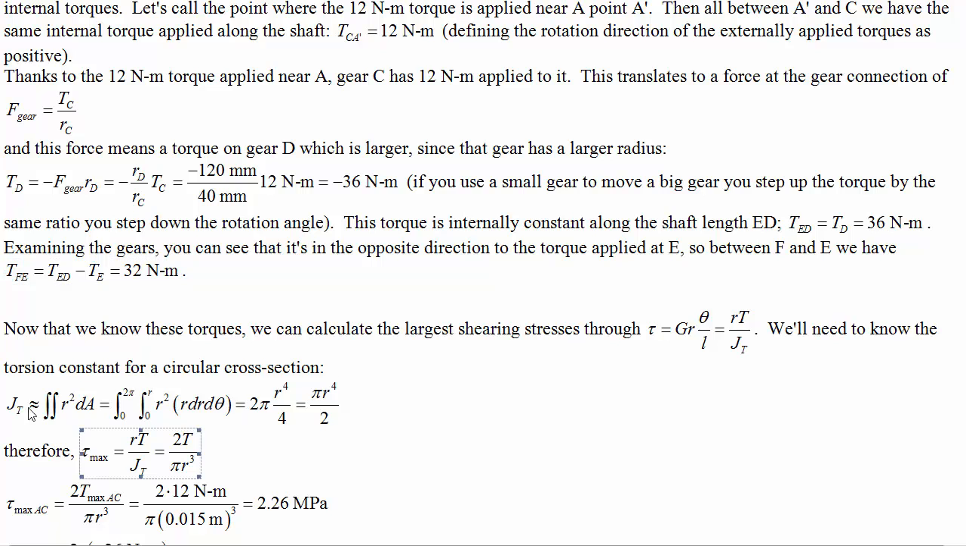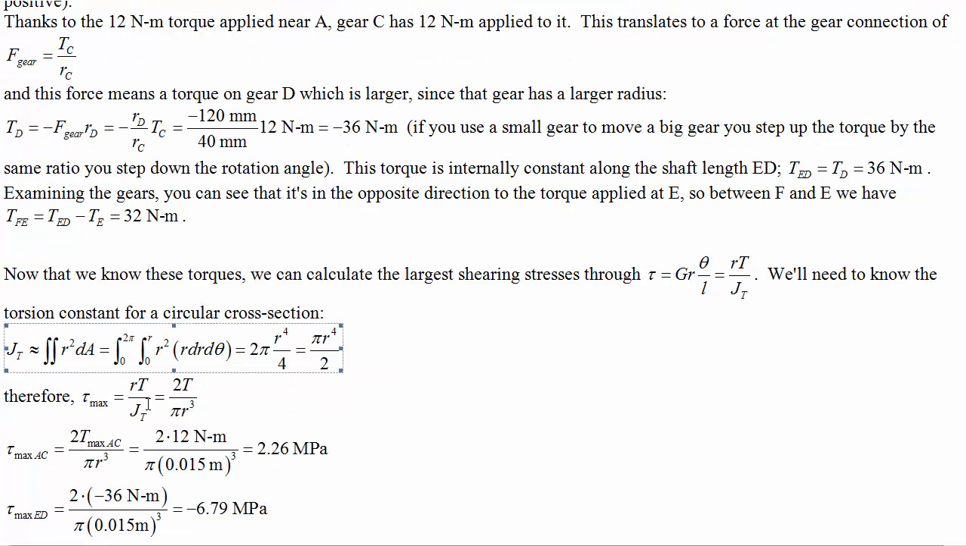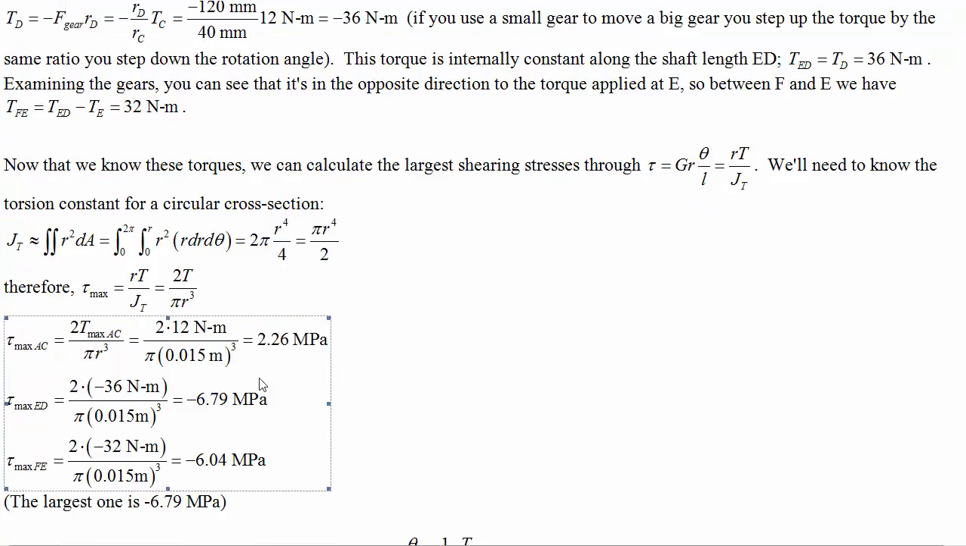We can calculate the torsion constant for a circular cross-section just by taking this integral, and you find that it's pi r to the 4 over 2. So the max shear stress is r torque over the torsion constant. Substituting in the numbers that we've got, remembering that they told us the diameter of those shafts was 30 millimeters, so the radius is 15. We come up with the maximum shear stress for all of the different sections.